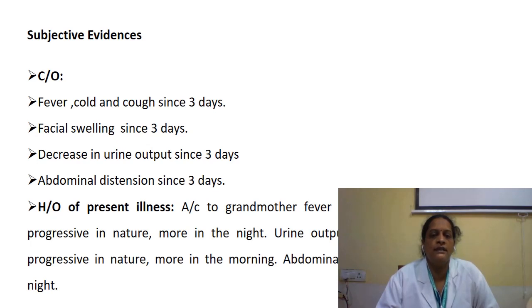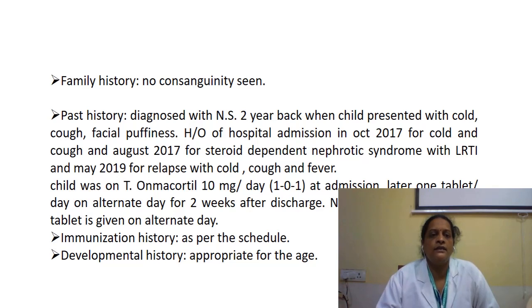History of present illness: the grandmother said that the patient had fever of progressive nature, more at night, and urine output decreased suddenly and progressively, especially in the morning. The abdominal distension was more during the night. Family history: there is no family history, and no consanguineous marriage of the parents. Past history: diagnosed with nephrotic syndrome 2 years back, when the child presented with cold, cough and facial puffiness.